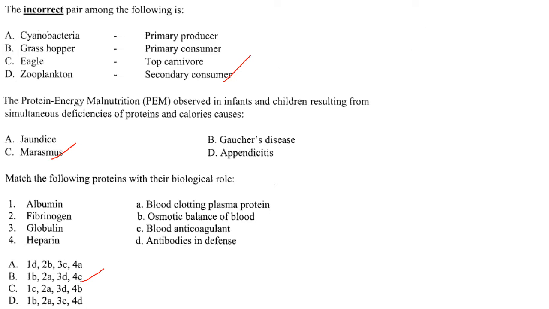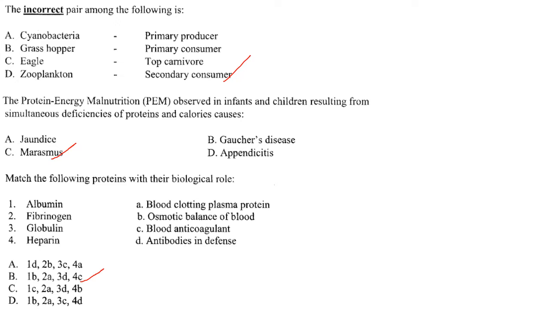Then the incorrect pair among the following is. So cyanobacteria, primary producer; grasshopper, primary consumer; eagle, top carnivore; zooplankton, secondary consumers. Zooplanktons are primary consumers, not secondary consumers. So that is the incorrect pair. Then the protein energy malnutrition observed in infants and children resulting from simultaneous deficiencies of proteins and calories causes marasmus. Answer is option C.